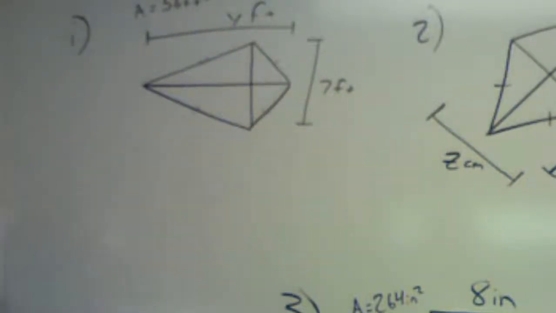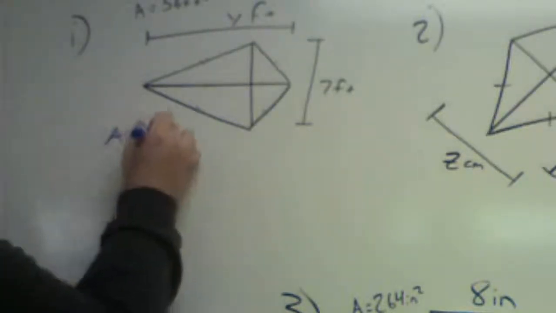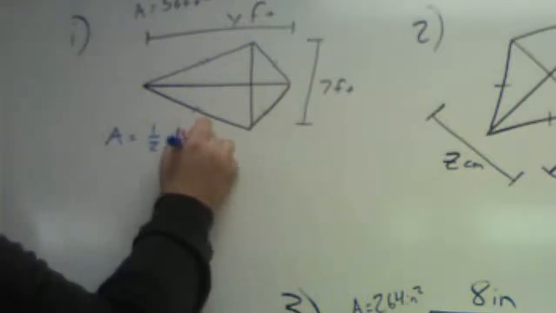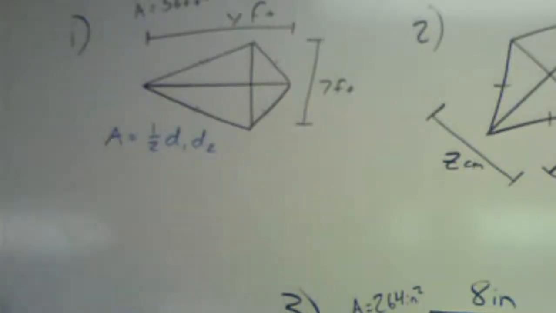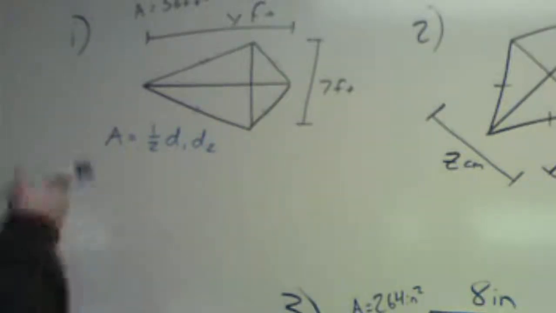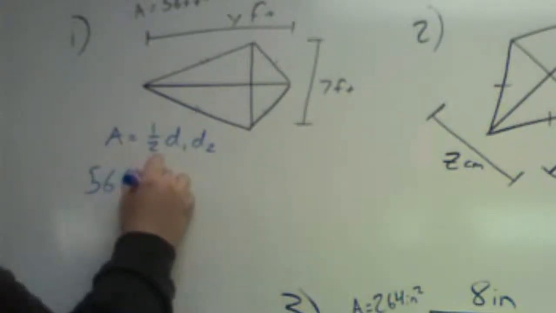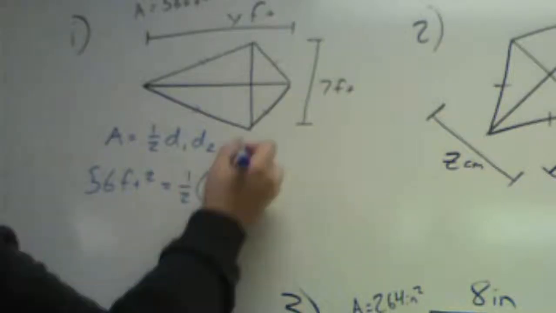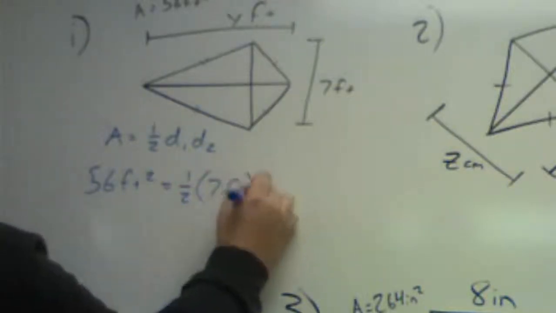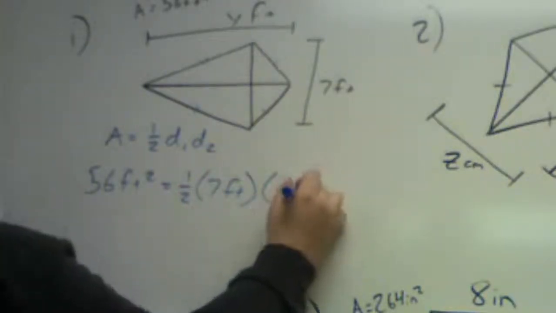So if this is a kite, there's only one formula that I know to find its area. That's A equals 1/2 diagonal 1 times diagonal 2. And then I fill in what I know. I know the area is 56 feet squared. I know diagonal 1 is 7 feet. And I know that the other diagonal is y feet.